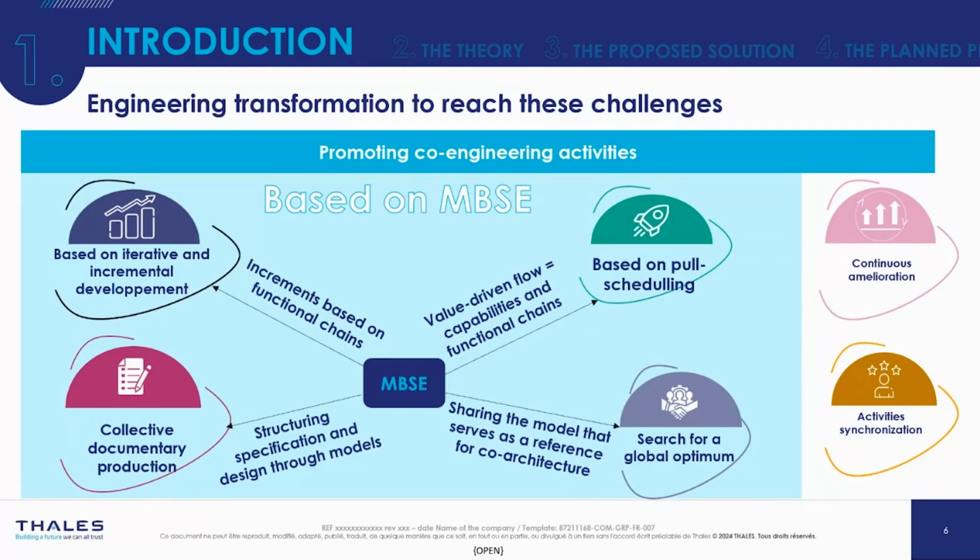So if we focus on model-based system engineering applied to this co-engineering approach, the artifacts that we manipulate with the Arcadia method are essential to these co-engineering drivers, since functional chains are the basis to define incremental development. So the development increments are defined based on the functional chains. Functional chains and capabilities are also important because they are the value for the customer. So it's an important driver for the value-driven flow.